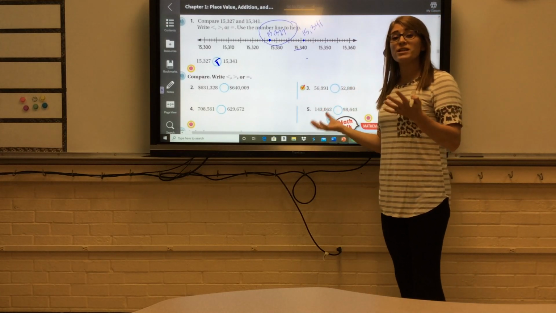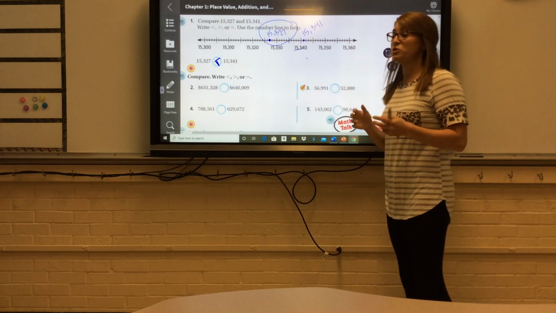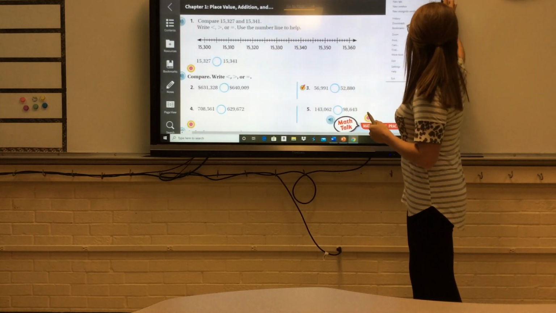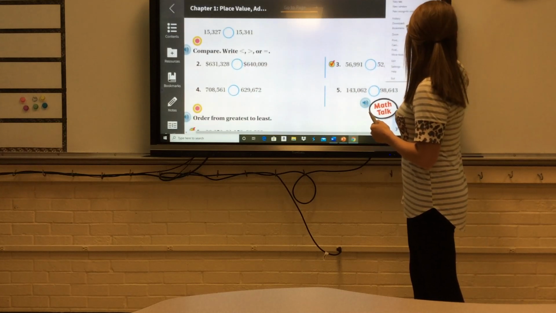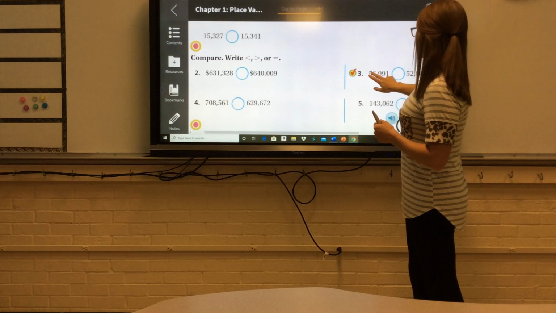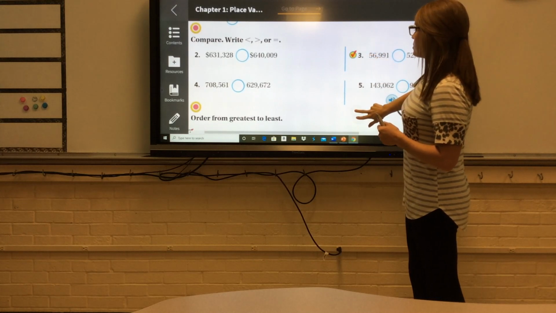Okay, so for these ones down here for 2 through 7, they didn't give us a number line to compare, so we're going to have to stack them on top of each other to compare them. I'm going to make my screen just a little bit bigger so we can see some of those numbers a little more clearly. Okay, great. Here we go. Okay, number 2.